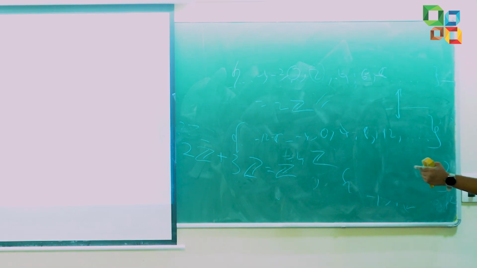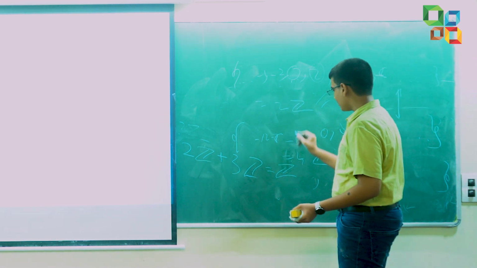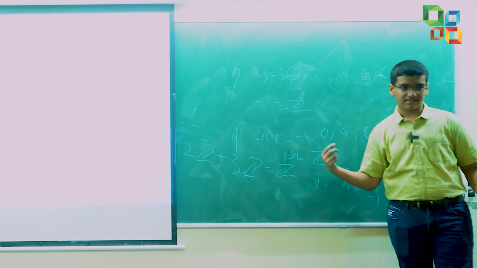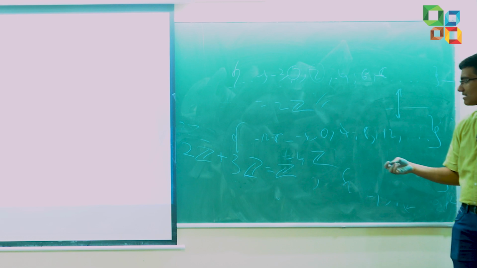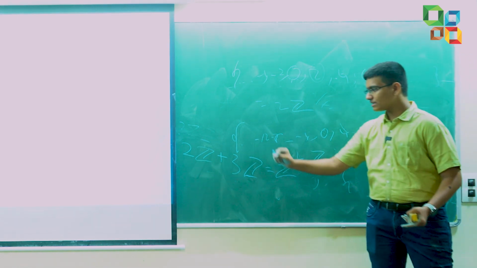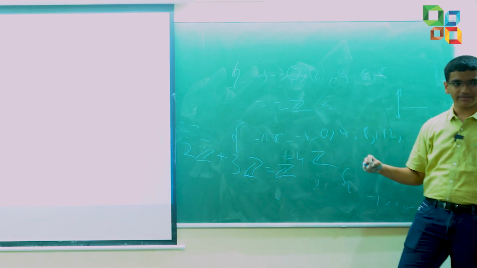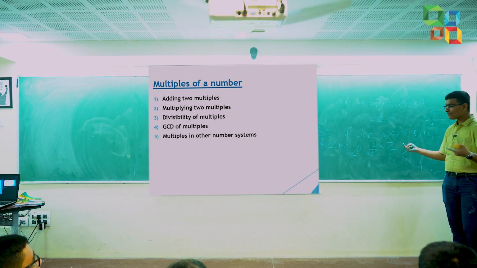One thing to observe here is 4 is just a multiple of 2, right? Hence that's why it ended up being 2Z. But here 2 and 3 have no common factors. Why did it end up being Z? I will show that later.